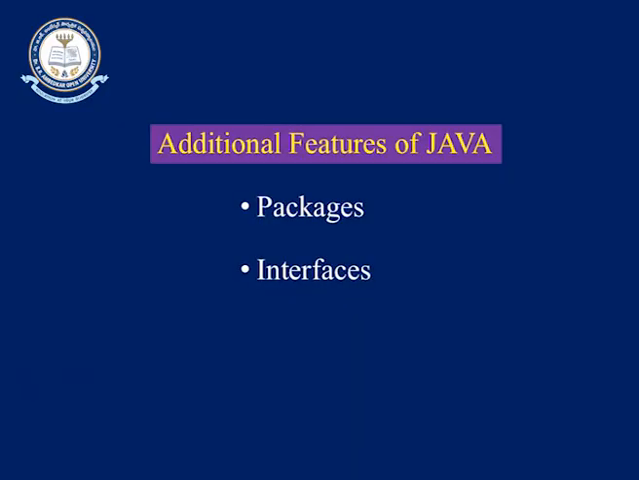Next one is the additional features of Java. Apart from object oriented concepts, we have some additional features. Using these we can achieve packages and interfaces. Using interfaces we can achieve the multiple inheritance concept. So we will discuss what is meant by a package and what is meant by an interface in Java.